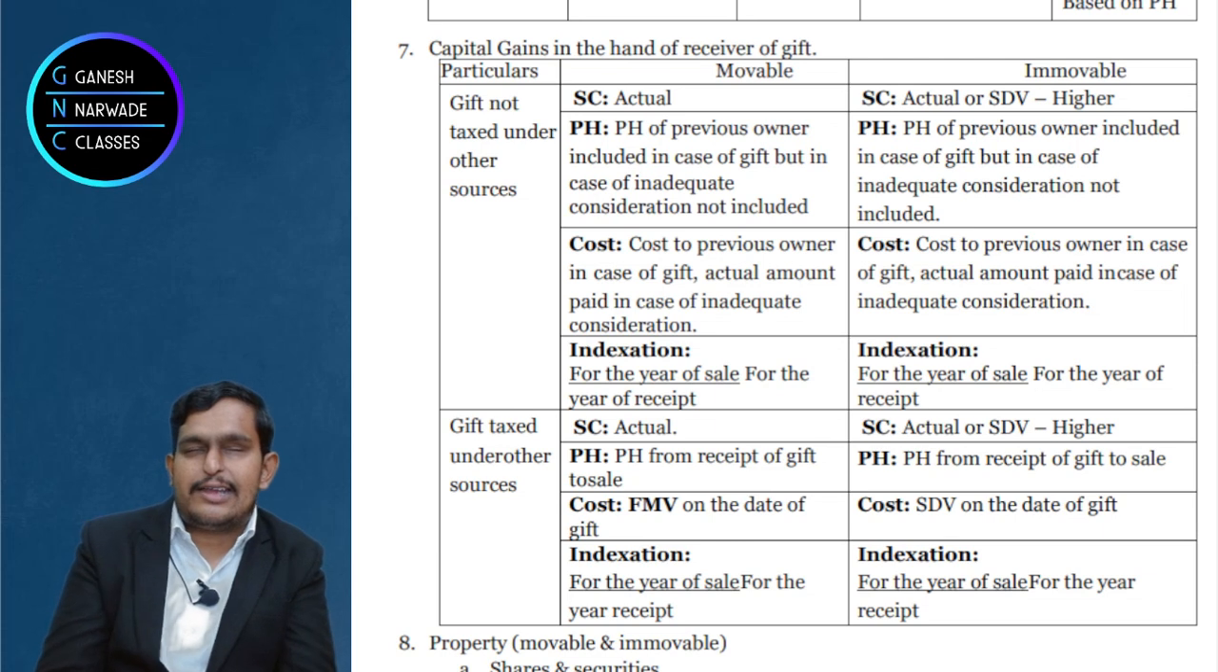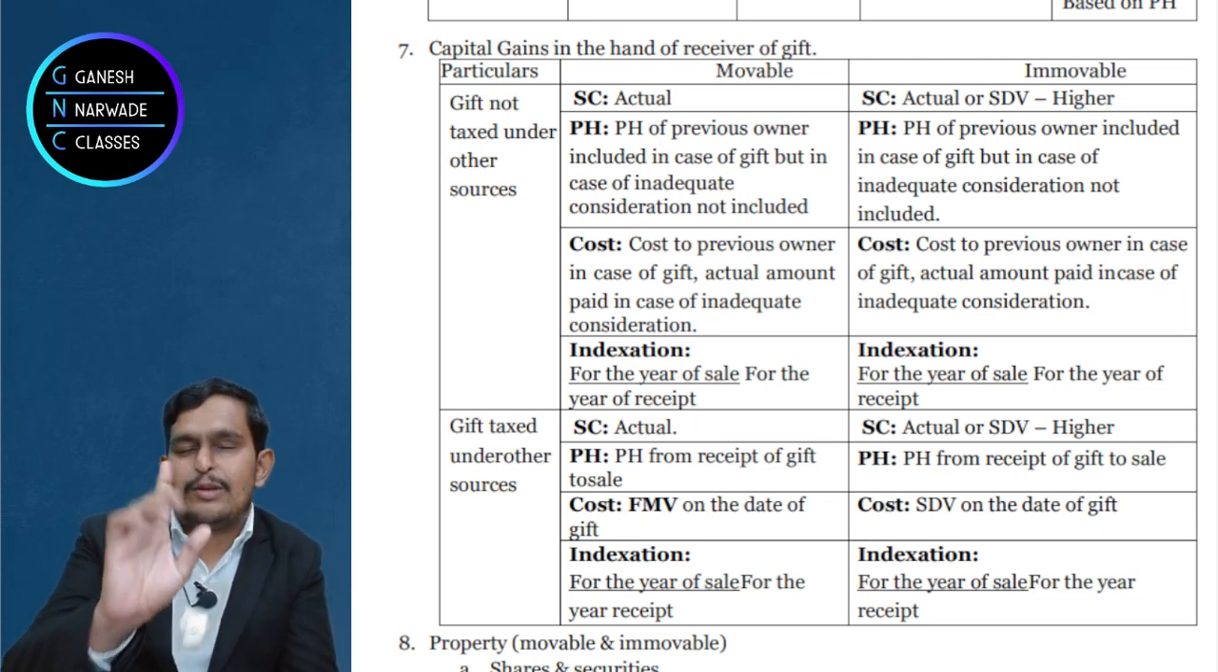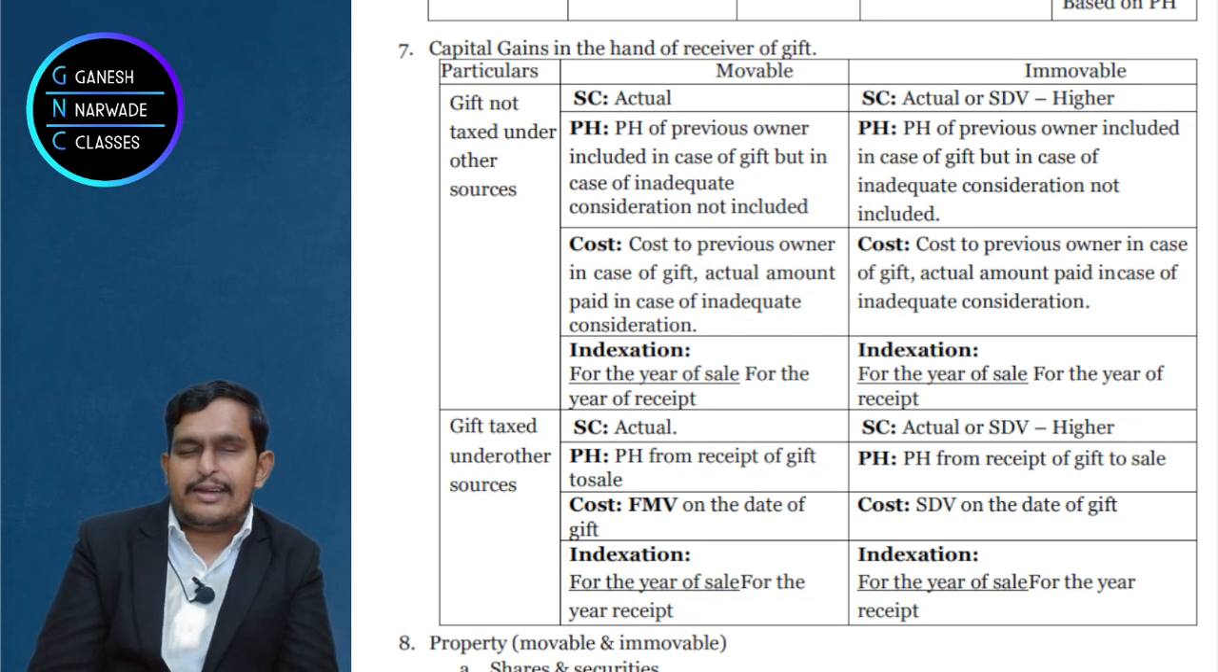So when you calculate capital gain, simply take the actual sale consideration. In case of movable property I am talking about, net sale consideration you will simply get by deducting transfer expenses, which is actual, and you have to decide whether it is long term or short term. Based on your period of holding we will decide whether it is long term or short term. And the second thing which I have to tell, indexation: index for the year of sale divided by index for the year from which you are holding the asset.